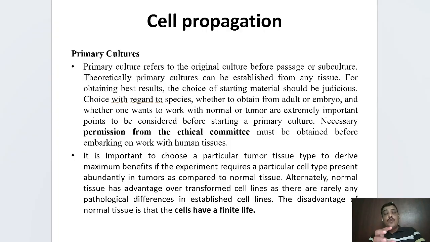And if you are going to use primary cell culture for research work, you have to get the necessary ethical committee permission to work with it. So we call this primary cell culture, and it is usually derived from a living tissue or a living organ.